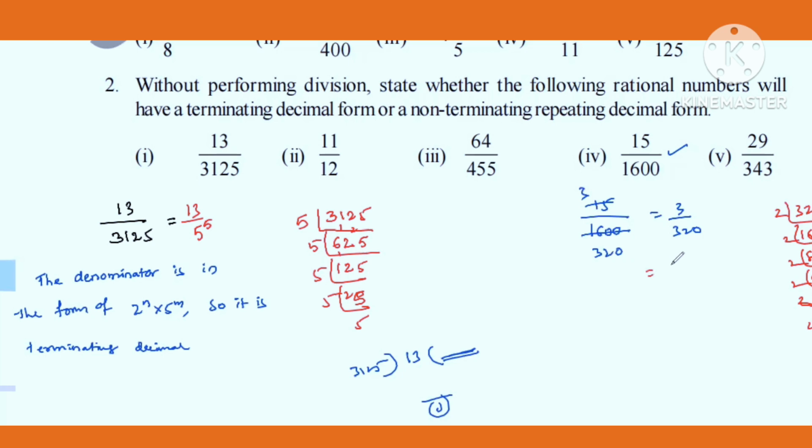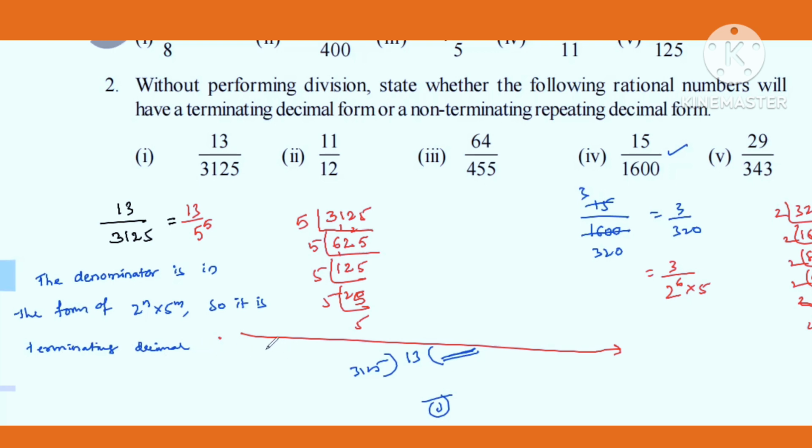So now we got 3 by 2 to the power of how much? 1, 2, 3, 4, 5, 6. 2 to the power of 6 and 5. Now again the same statement you should write here: the denominator is in the form of 2 power n into 5 power m. So it is a terminating decimal.